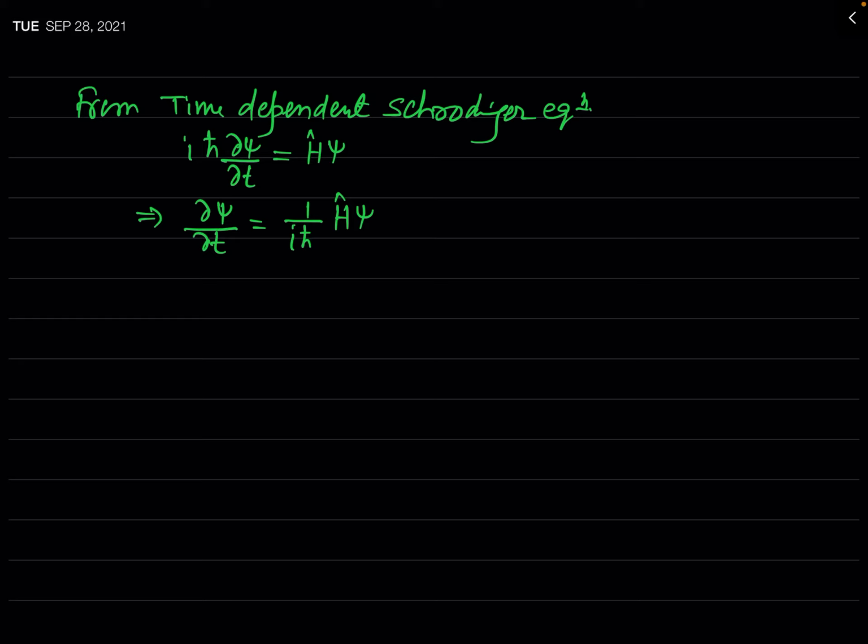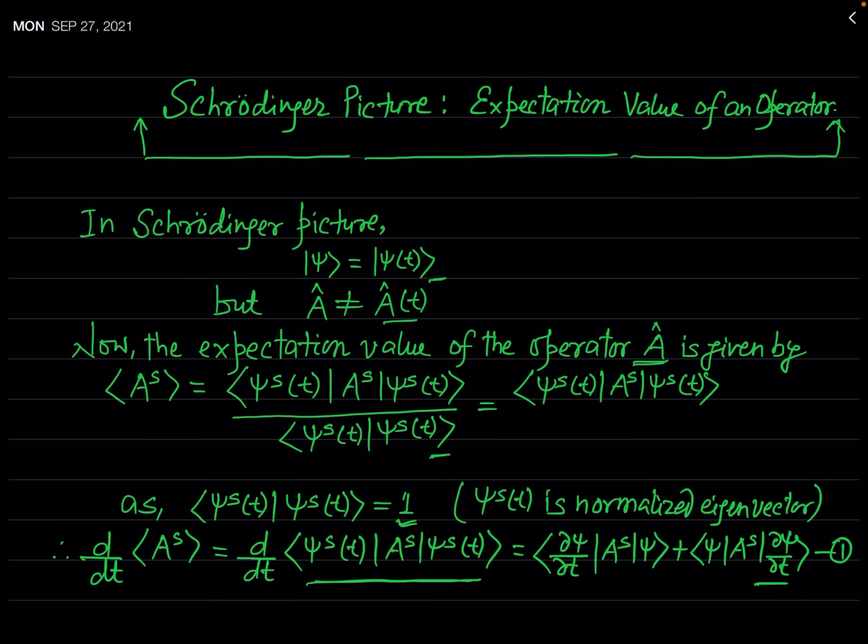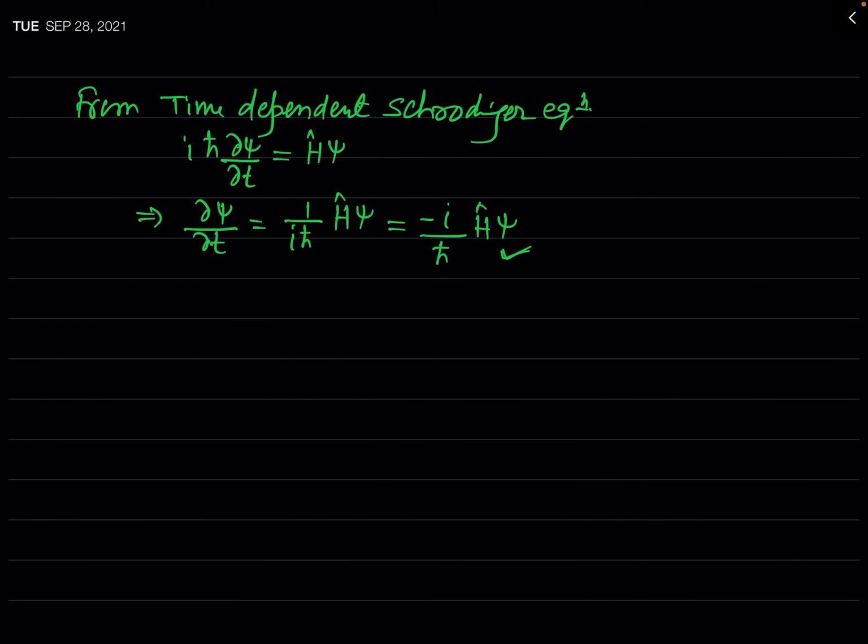And now we will use this expression, or you can write it as 1 over i is equal to minus i. So you can write it as minus i over h bar H hat psi. So use this result for del psi by del t in this equation 1. In place of del psi by del t, we will write minus i by h bar H hat psi. So using this result in equation 1, you can see what we will get.